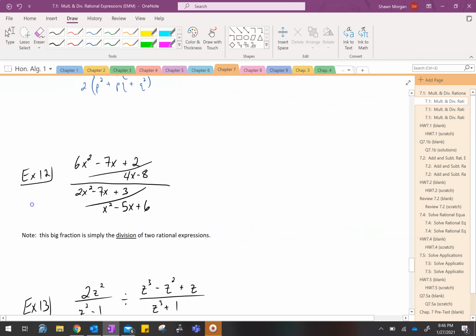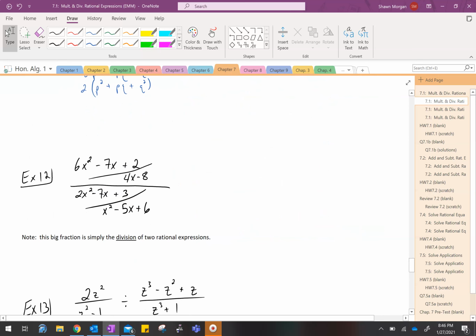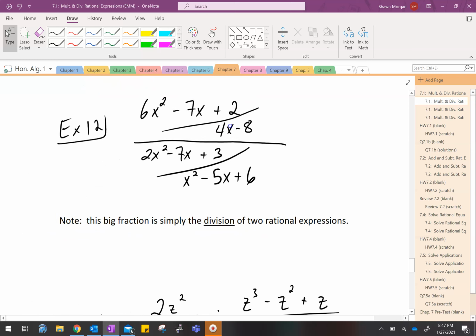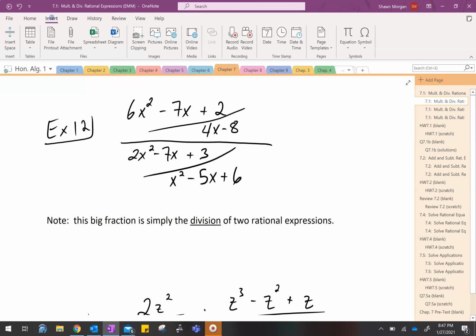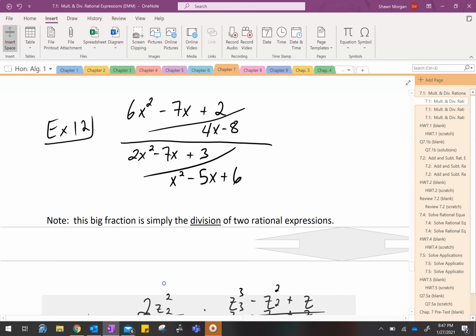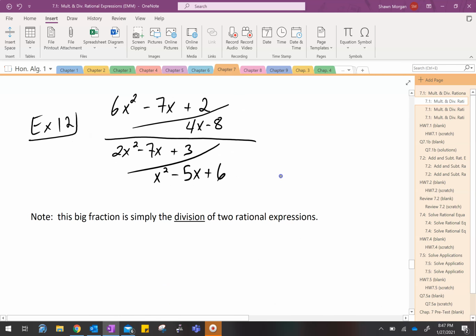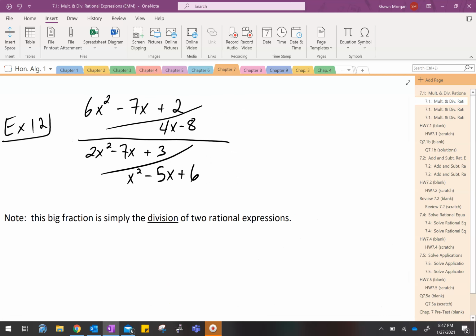All right. So another type of problem that we'll encounter is what I like to call a complex fraction. Or oftentimes in class, I'll say, ooh, we got some fraction on fraction action here. And really, this is just one big divide by sign.